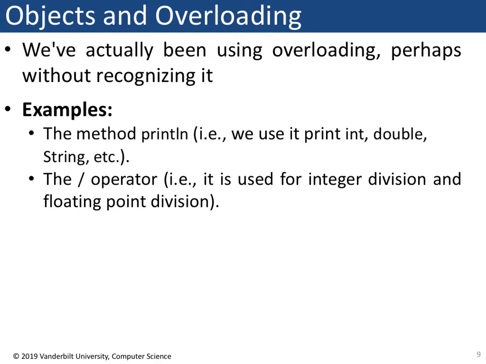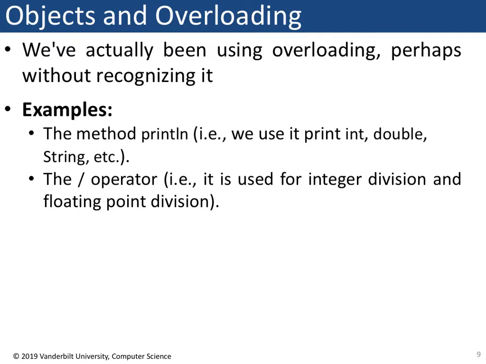And it knows which of the available methods to invoke based on whether you have supplied an integer as the parameter, or a double as the parameter, or a string as the parameter. It chooses which of the available methods to invoke based on what sort of parameter type you pass to it. Another example of this that's a little less obvious and a little bit more abstract is the division operator.